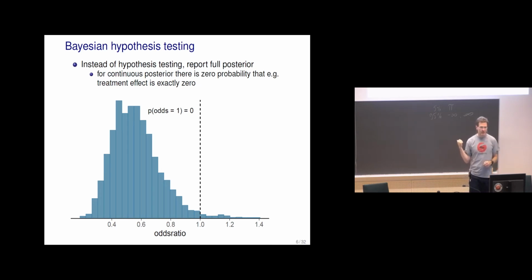Since this is a continuous parameter, it's not sensible to ask from a continuous distribution what the probability is that the treatment effect is 0 and the odds ratio is 1, because for a continuous distribution, the probability of one value is 0. So we need to do something else if we want to think about hypothesis testing.